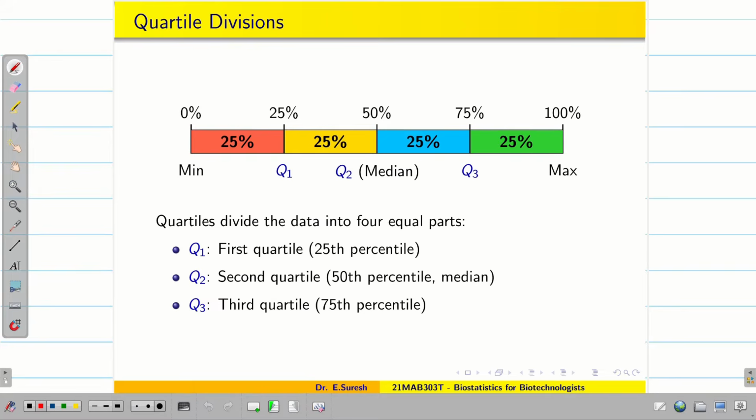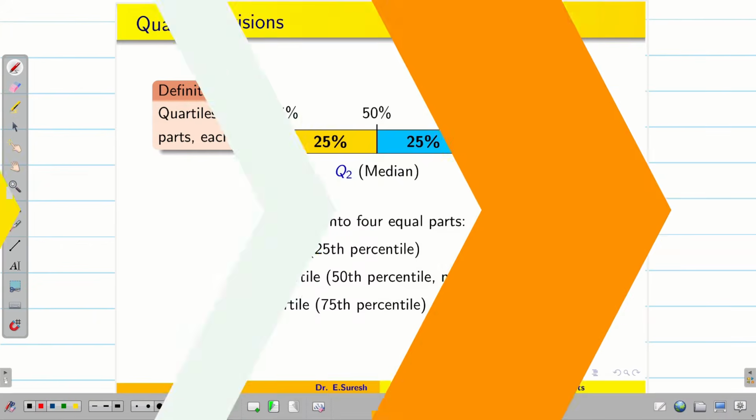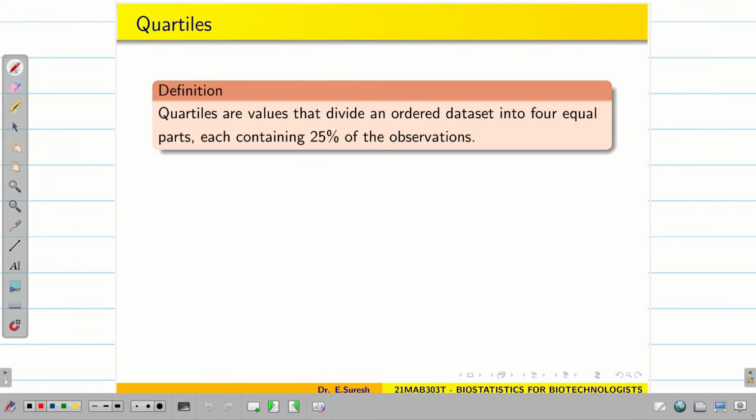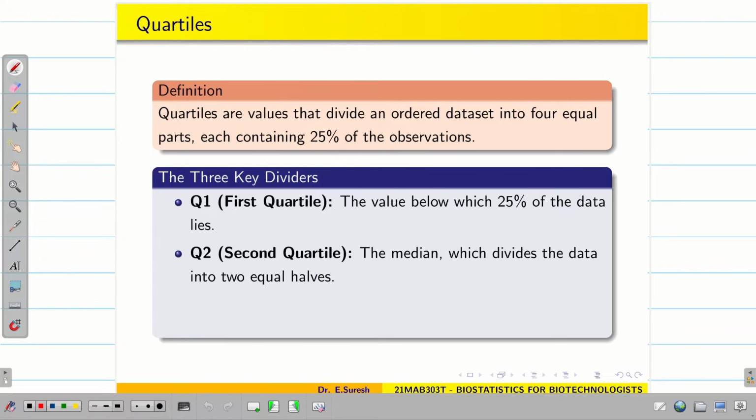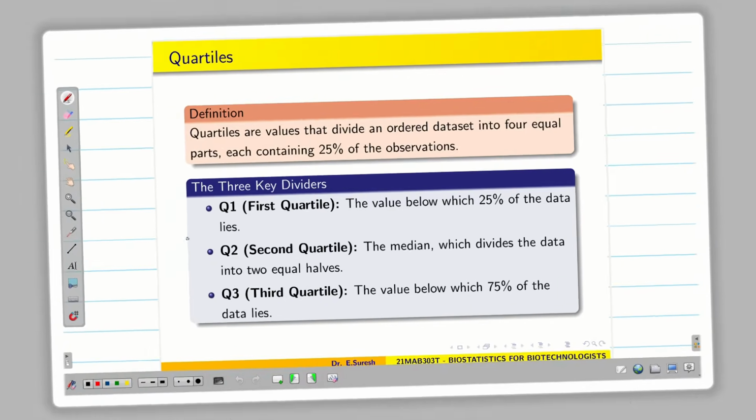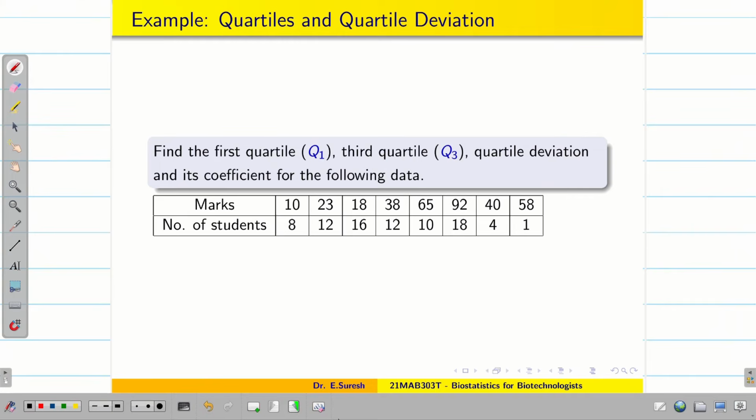And now we are going to see how to find the first and third quartile, that is Q1 and Q3, in this session. Quartiles are the values that divide an ordered set into four equal parts, each having 25%. Just now we saw the pictorial representation of the first quartile, second quartile and third quartile. As usual, let us start with discrete frequencies. In this problem, we are going to find the first quartile, third quartile, quartile deviation and coefficient of quartile deviation.